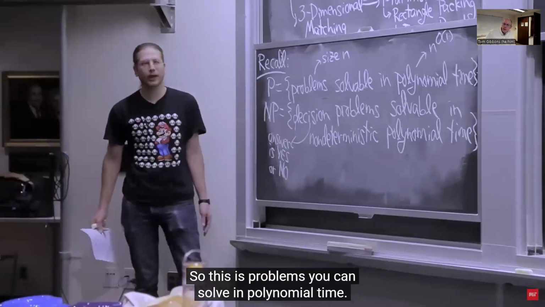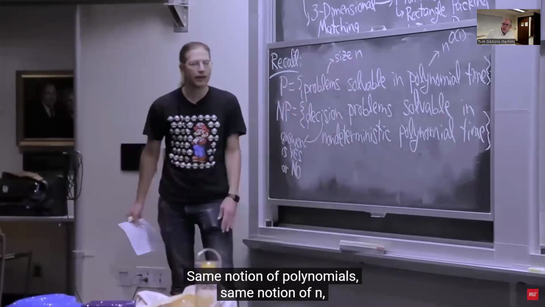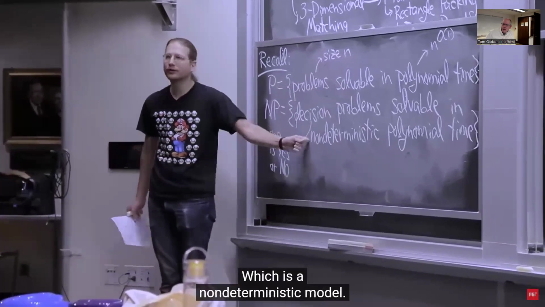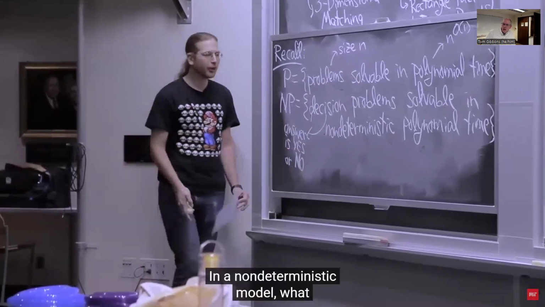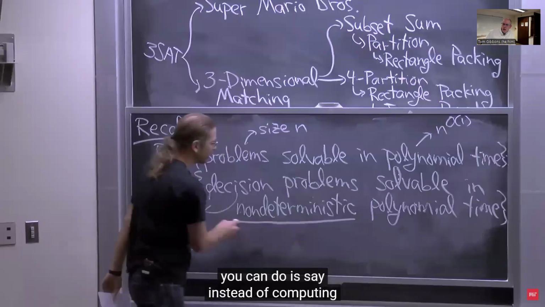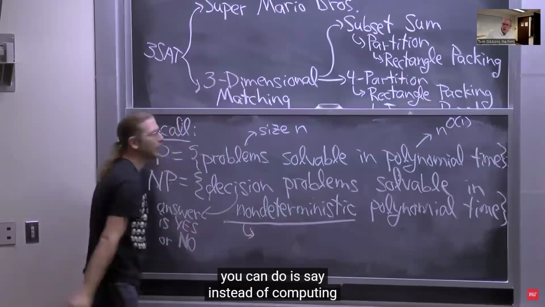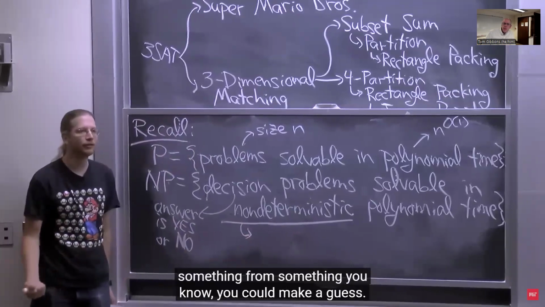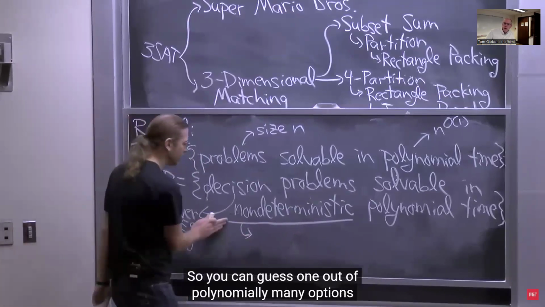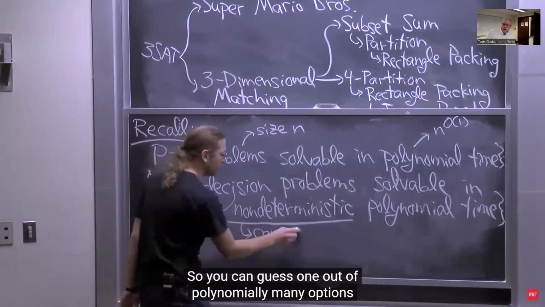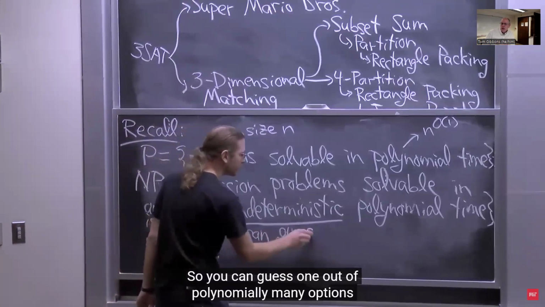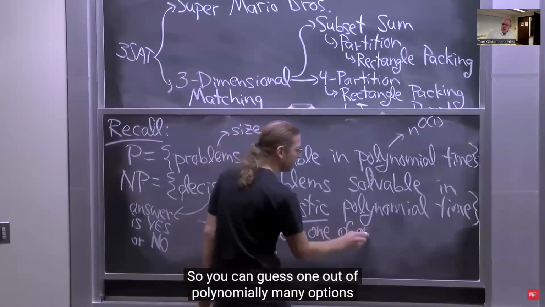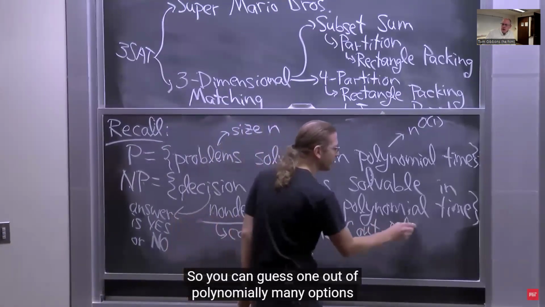Problems that can be solved in polynomial time, same notion of polynomial, same notion of n, but in a totally unrealistic model of computation, which is a non-deterministic model. In a non-deterministic model, instead of computing something from something you know, you can make a guess. You can guess one of really many options.